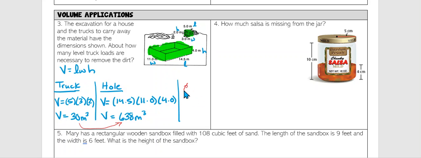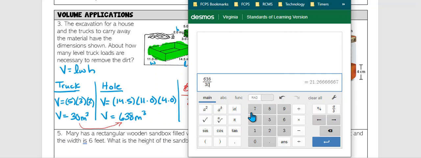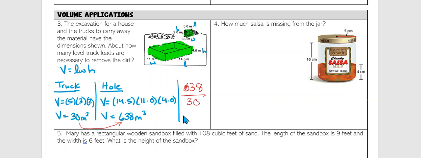We are going to do 638 divided by 30. And we're going to come back to Desmos and do that division. So we're going to get rid of everything here. 638 divided by 30. And we get 21.26 repeating. So we're going to say it's about 21.3 truckloads are needed to remove that dirt.